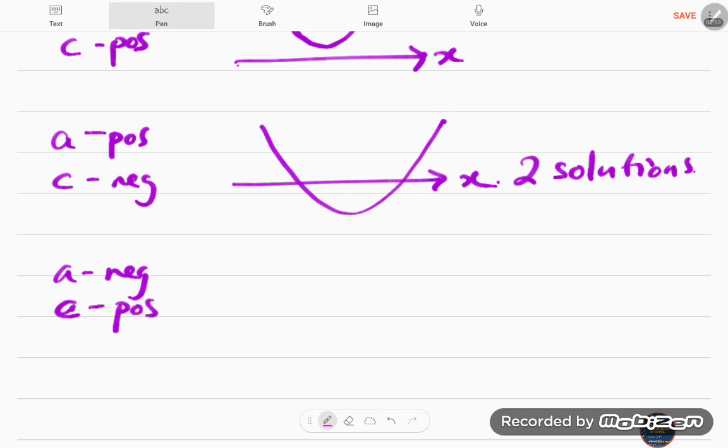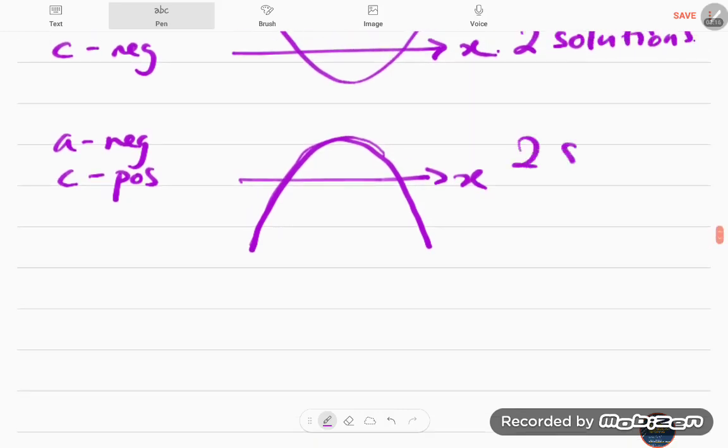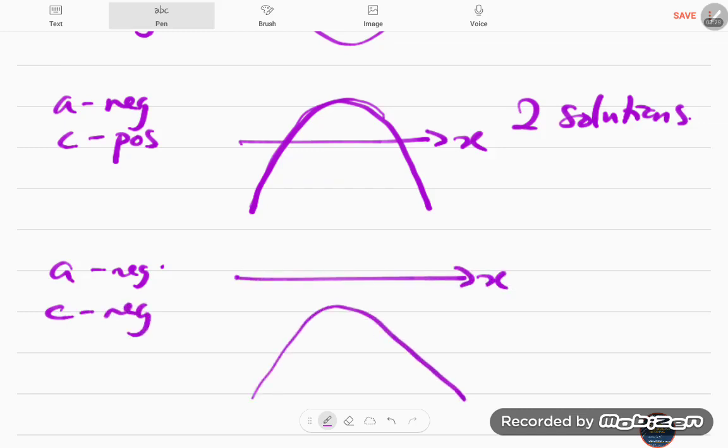So A is negative and C is positive. That means that we have a frowny face. But because C is positive, it has to cut the y-axis above the x-axis. And here again we have two solutions. And then we have A negative, C negative, and in this case we have no solutions.